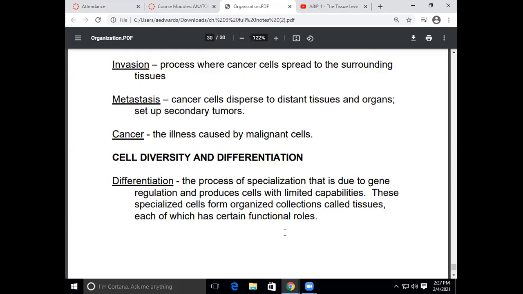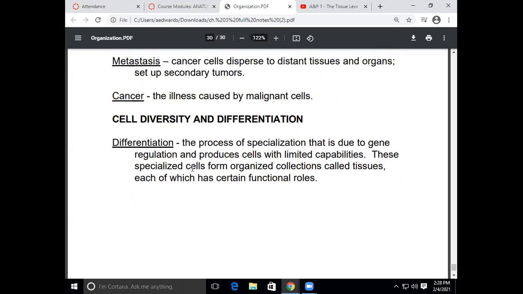All right, so basically these specialized cells in certain areas are going to form tissues, right? And each tissue is going to have its own functional roles. We've already started talking about tissues in lab, and we're going to start talking about tissues in lecture. Okay. So that is chapter 3.